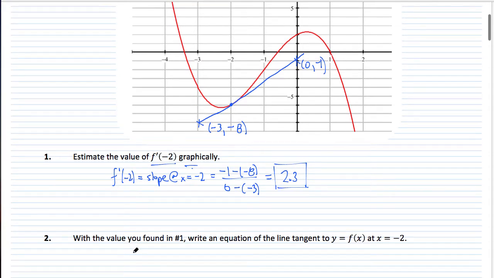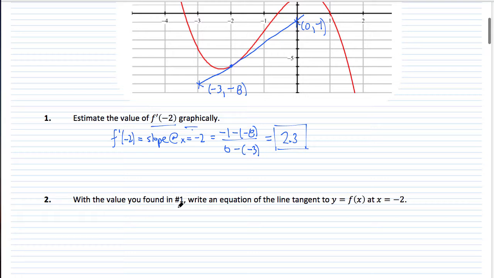Now, number 2 says, with the value we found in number 1, let's write an equation for the line tangent at this location. We have 2 things that we need in order to write the equation for a line. We have the slope, and we need a point. The slope, we've already decided from number 1, is positive 2.3. And the point that we're going to use is this location right here.